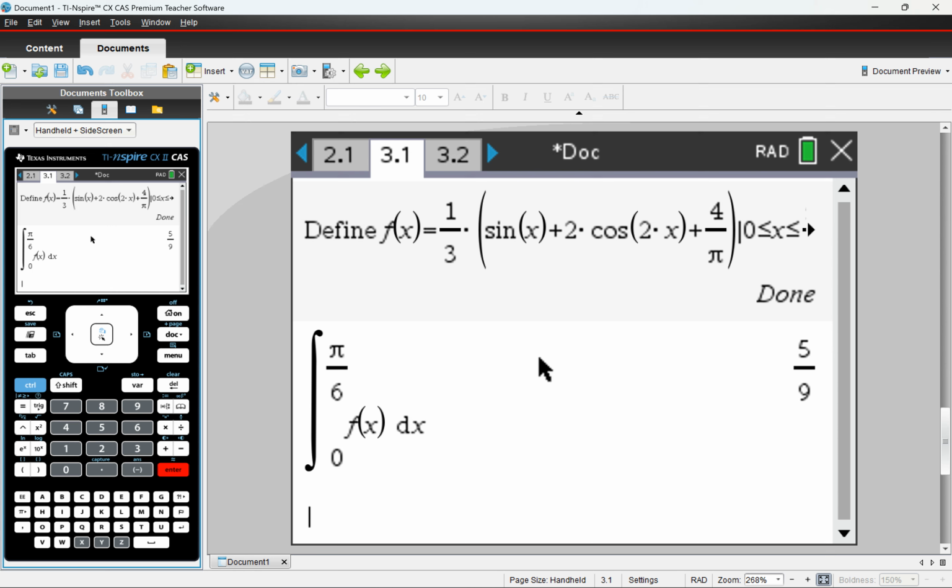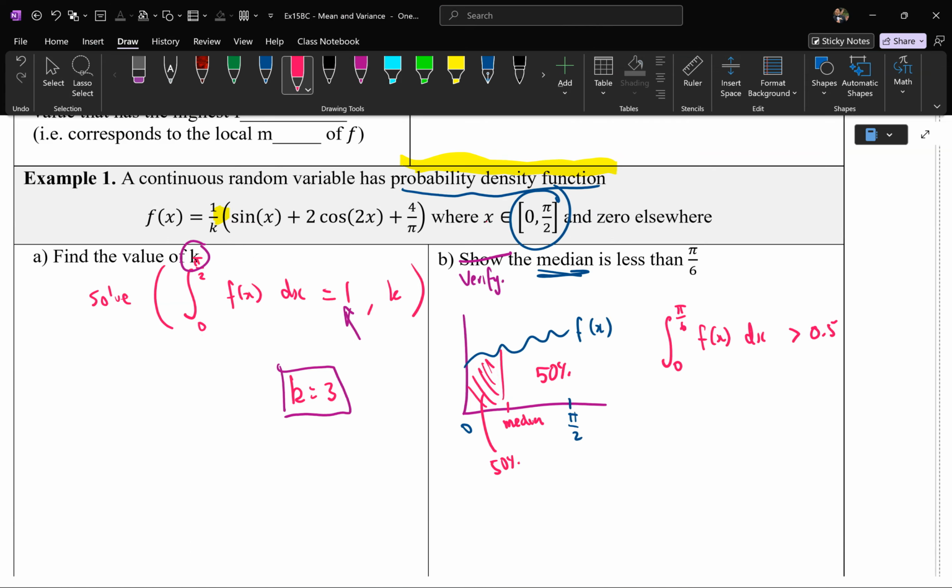And then what's the antiderivative of 2 cos of 2x? Very good, because it's 1 over the coefficient of x, so 1 over 2 times 2 cancels out, sine of 2x. And then the last one, 4 on pi is a constant, so it's just 4 pi on x. So you can do it by hand. I'm just showing you logically. 5 on 9 is the answer.